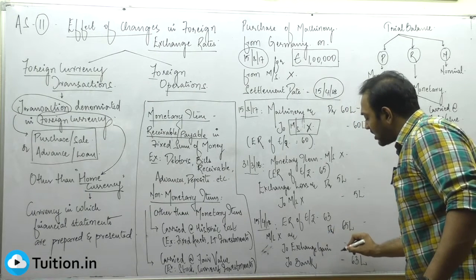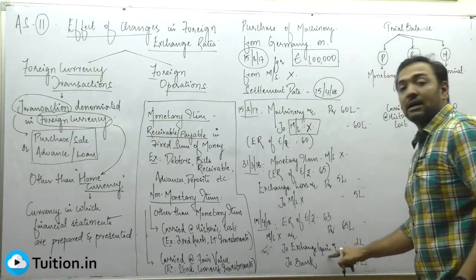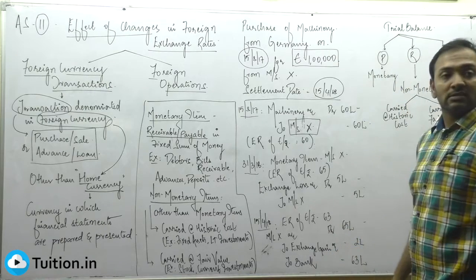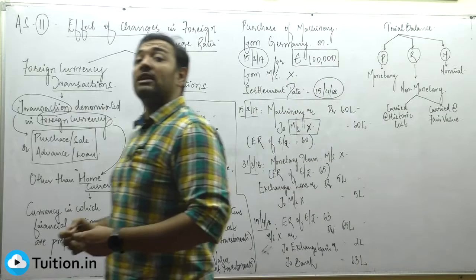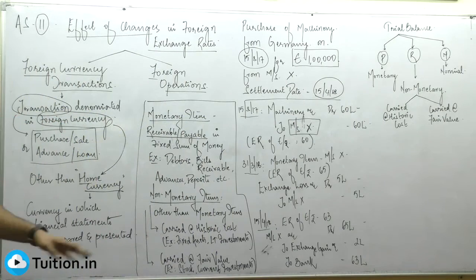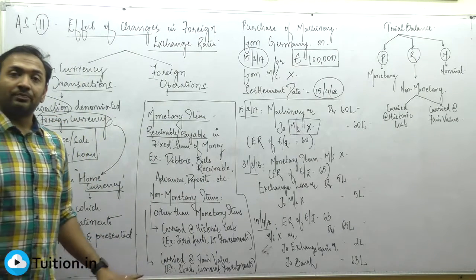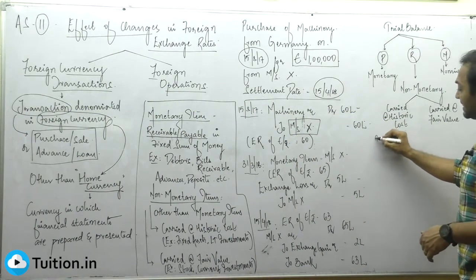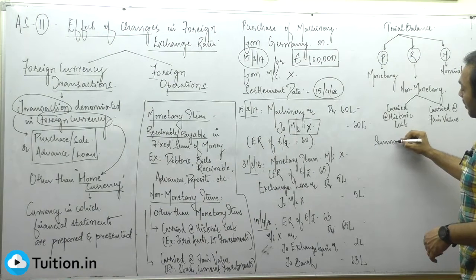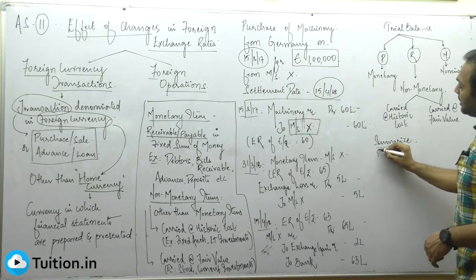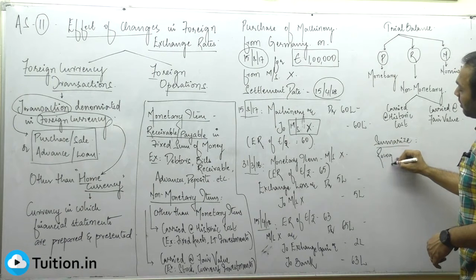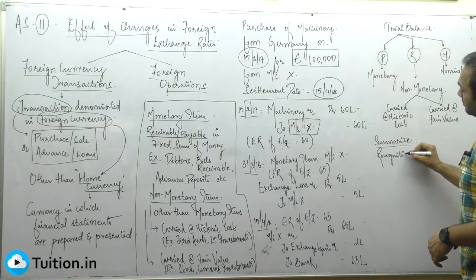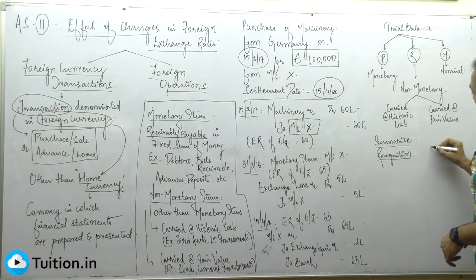Debit all expenses and losses, credit all incomes and gains. So on the credit side, 2 lakhs. This is how we will record a transaction when we are looking at a foreign currency transaction. In a simpler sense, if I have to summarize it, then I'll put it like this: recognition, measurement.